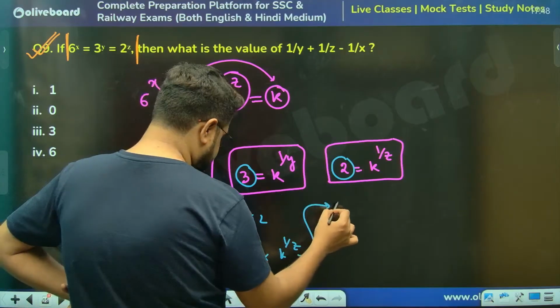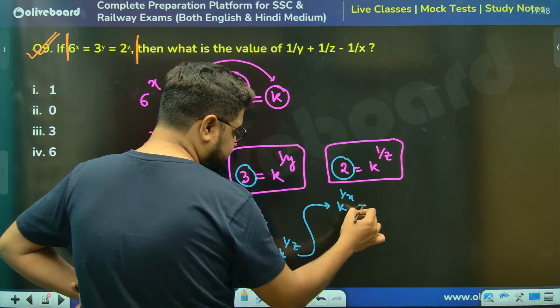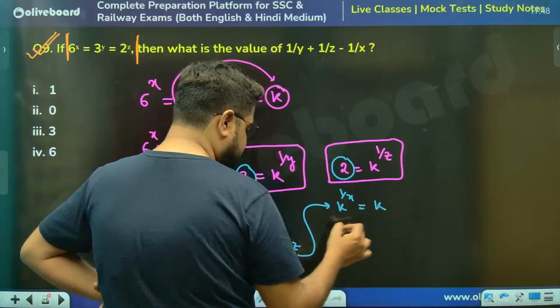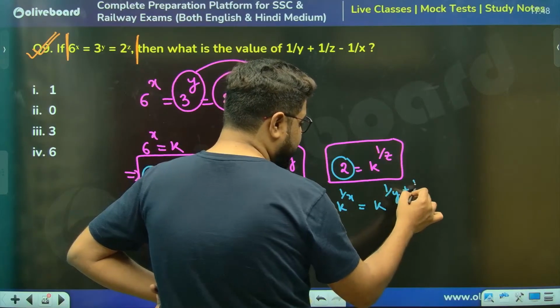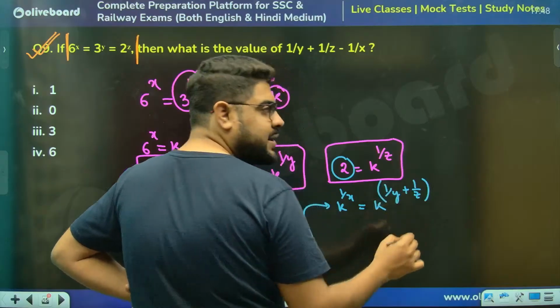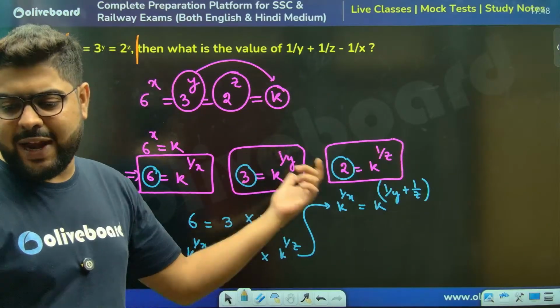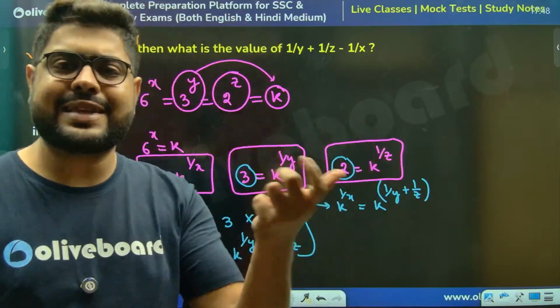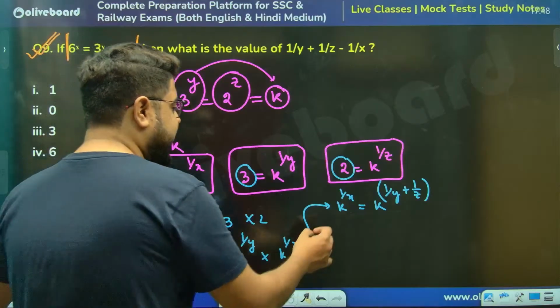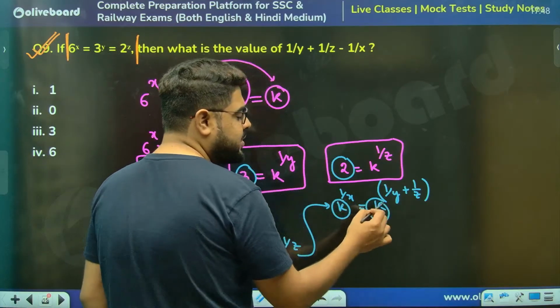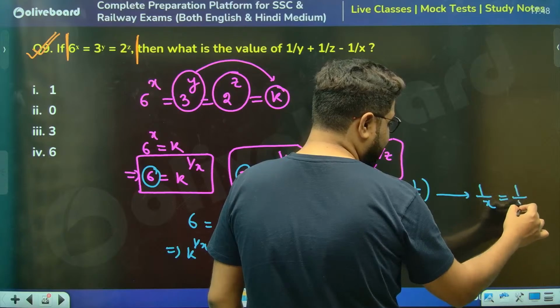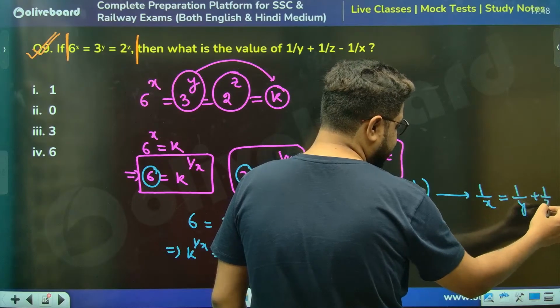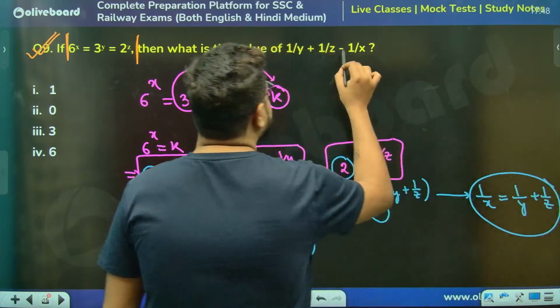So logically, k to the power 1 by x is equal to k to the power this thing plus this thing, that is 1 by y plus 1 by z. Right? Because a to the power m into a to the power n, powers get added. Sir, base are equal. So can I say 1 by x will be equal to 1 by y plus 1 by z? Khatam, sir. That means this value is 0.